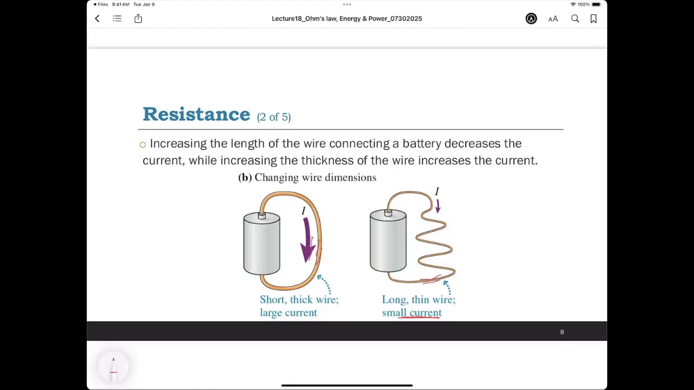Think about that when you observe electric things in the real world. If a cable connects two different pieces of equipment, and the cable is thick and short, it can carry a large current. If it is very thin and long, it can only carry a small current.